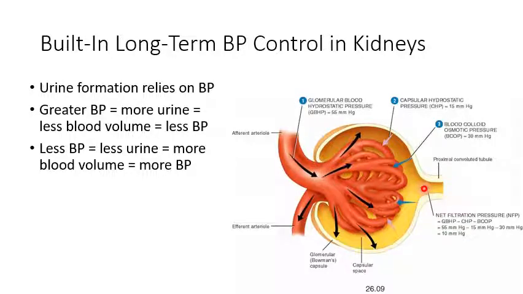When you make more urine, you have less blood volume, and that means that blood pressure goes down. The opposite thing will also happen. If you have less blood pressure here, then you're going to force less fluid out through these capillary walls. You're going to form less urine, and less urine means more blood volume and more blood pressure. So that just happens automatically, and the body doesn't have to do anything extra to make that occur, other than just having kidneys that work.